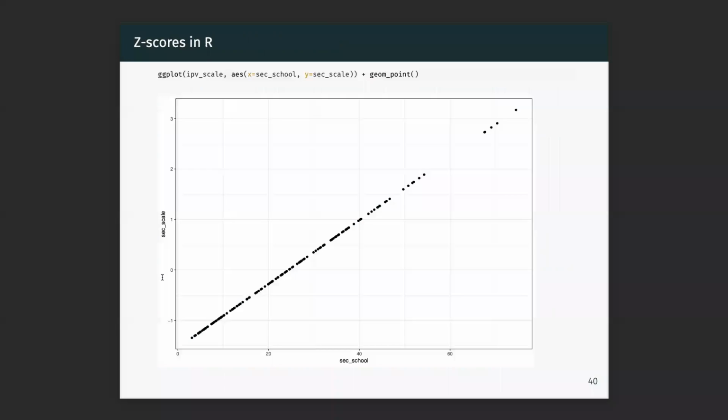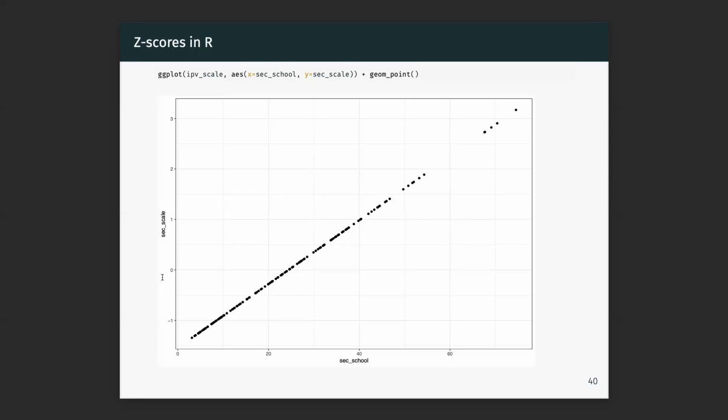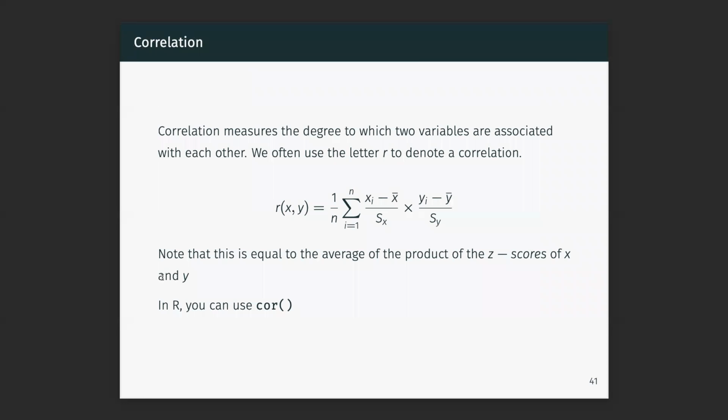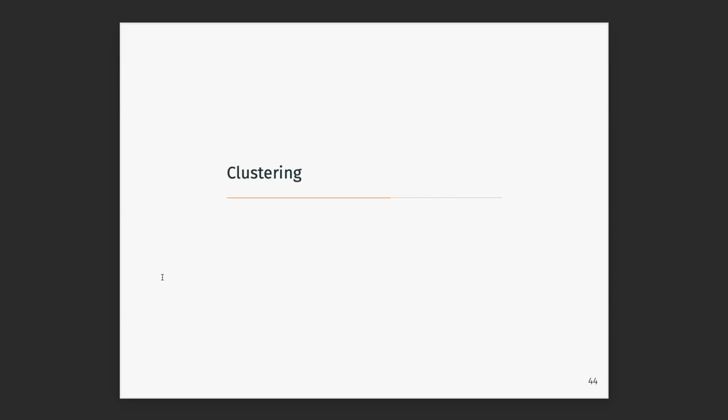So we've kind of reviewed z-scores, right? A scale and an original variable will have a slope of 1 when we plot them against each other. They have a correlation of 1. When we know secondary school is equal to 40, we know with certainty that secondary scale is equal to 1. They're perfectly correlated with each other. Okay, so let's move on to clustering now that we've reviewed z-scores in some detail.